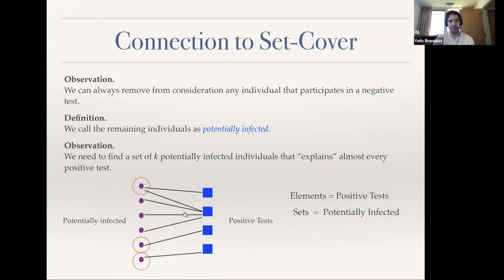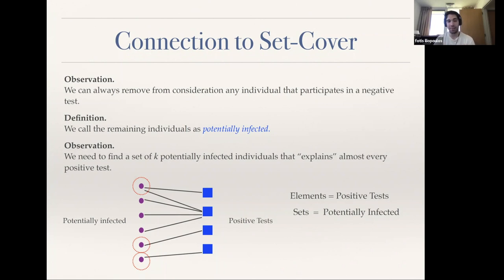If you want to see it in a picture, in a vertex cover setting, here the individuals that are circled in red cover every test on the right. Okay, in the sense that there exists an edge that goes from every test to one of the individuals in the set. And it turns out that if we find a set of individuals that indeed cover every test or approximately every test, then this is highly correlated with the set of infected individuals.